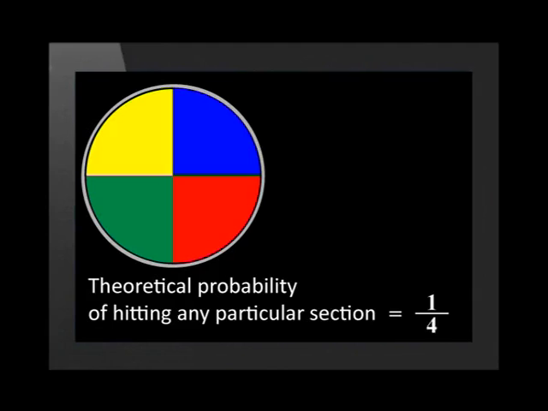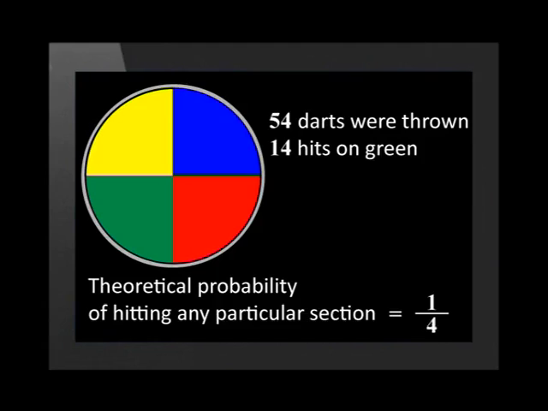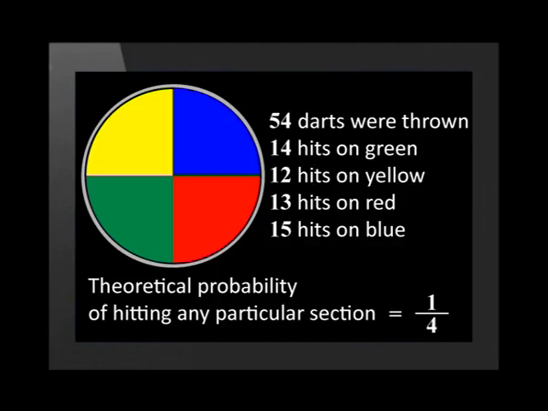The dartboard has 4 sections. A dart has an equal chance of hitting either section. This means that the theoretical probability of a dart hitting any particular section is 1 over 4. 2 friends throw darts at the board 54 times. They hit green 14 times, yellow 12 times, red 13 times, and blue 15 times.